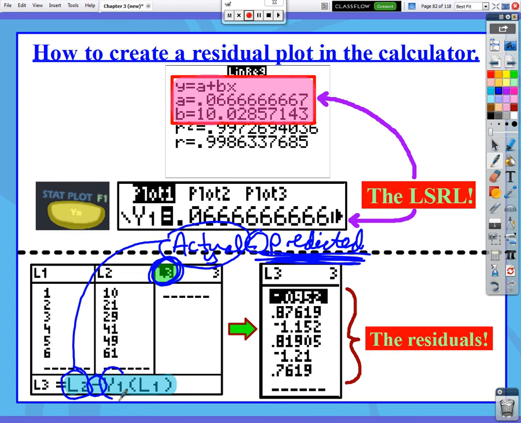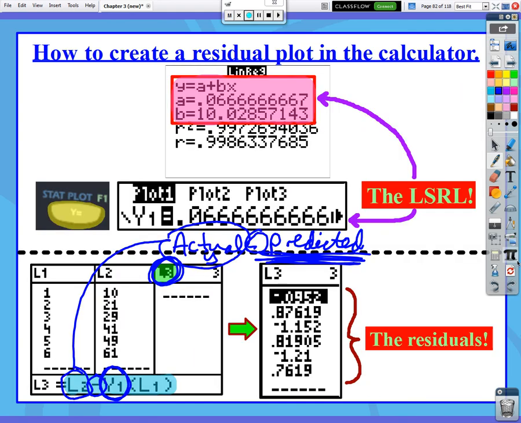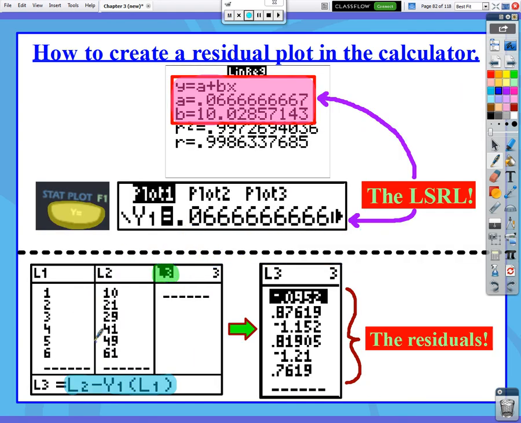So now you need to go find the y1 again, which was, let me backtrack. You got to press the variables button, go over to y variables, select function, and then select y1. After you get the y1, then you're going to need to put a parenthesis, and then we need to put the x values in here.